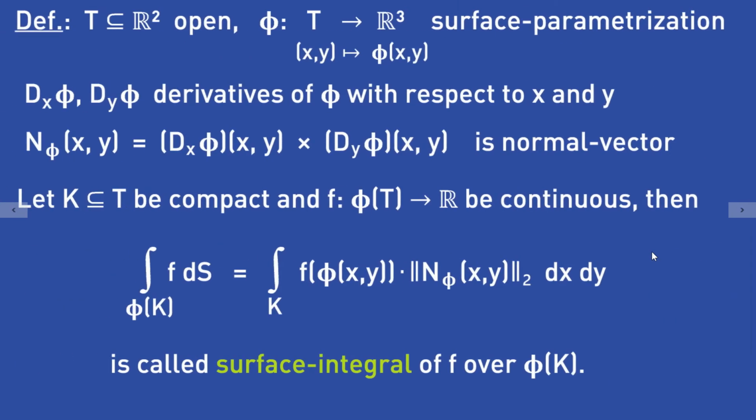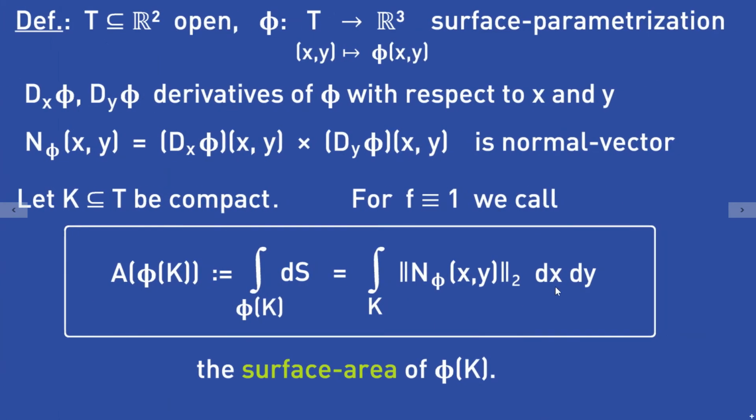The first part of the definition is the general definition of a surface integral. This is important for physics. For example, the function f could be a temperature or density function. But as I said before, we will focus on that here, because we want to find the surface area of objects in R3.